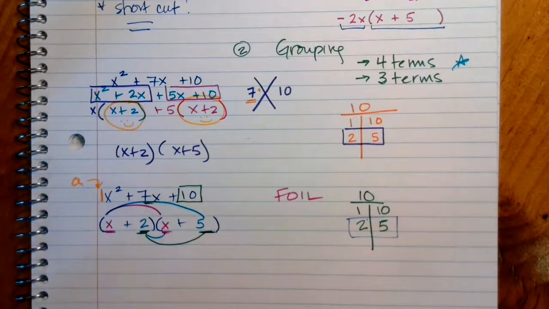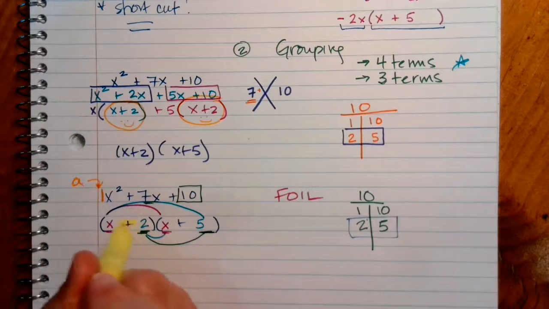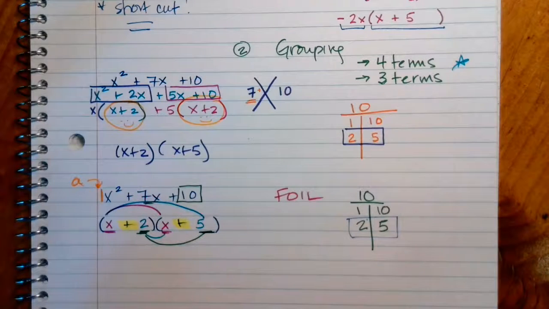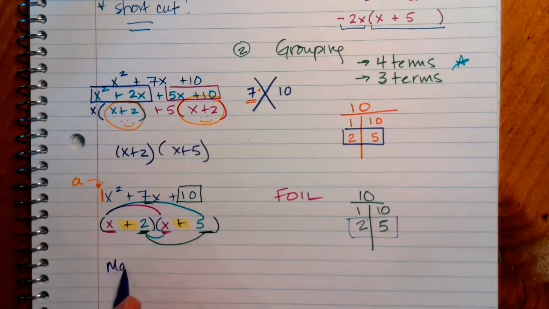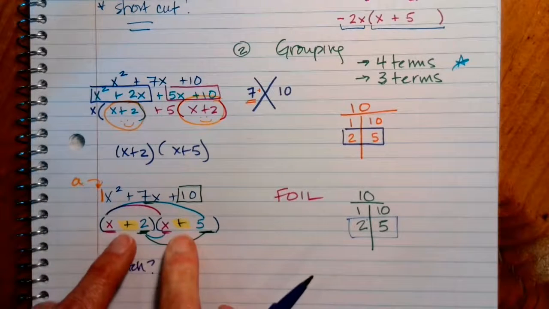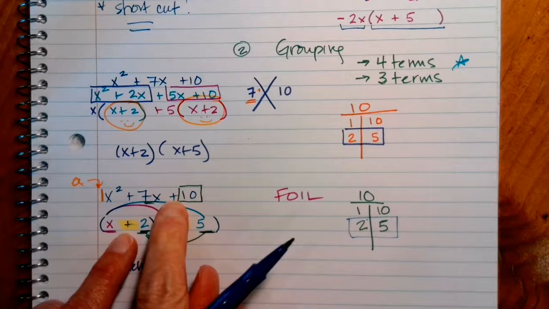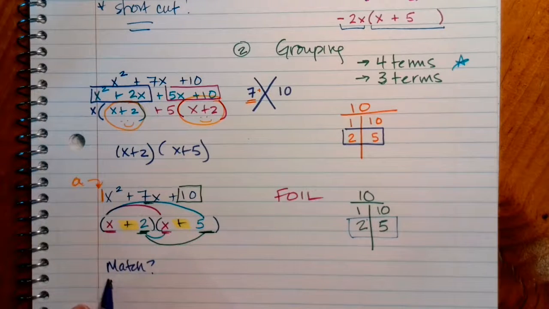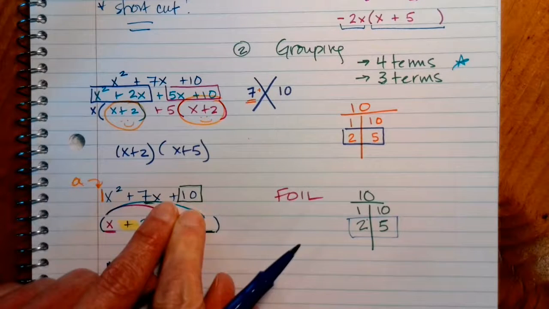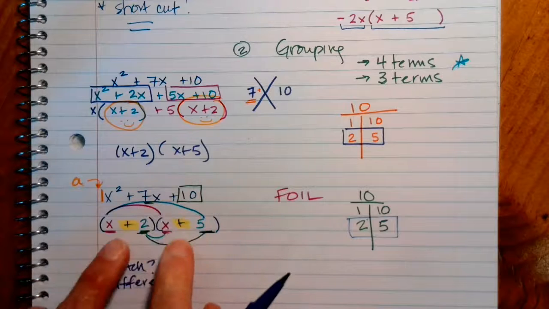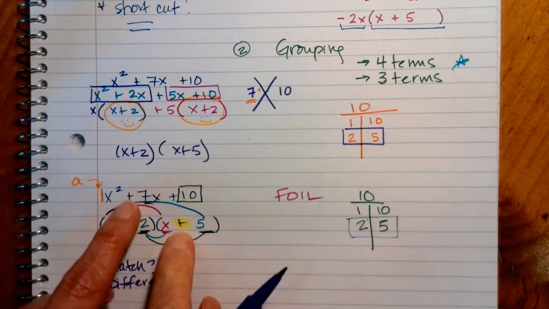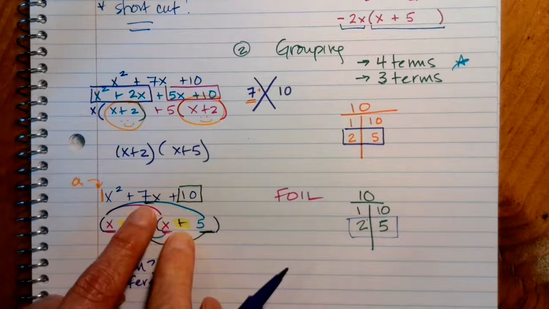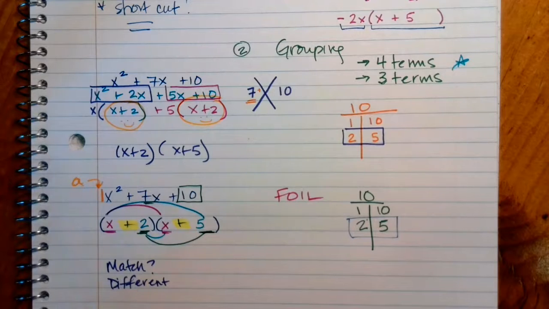Now we're going to do a bunch of samples of these, and we're going to really spend some time talking about our signs. Because if our signs match in our binomials, that's going to give us a positive product. If our signs are different in our binomials, that's going to give us a negative. Paying attention to these signs helps you know whether this middle term is a sum or a difference. All right. Are you ready to go? Let's do some samples.